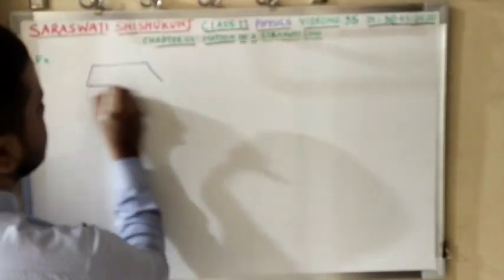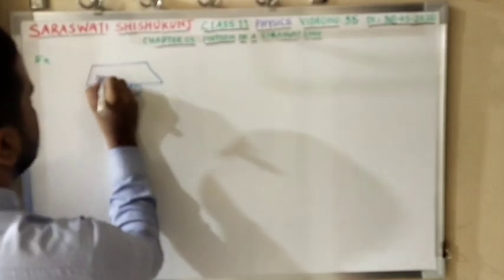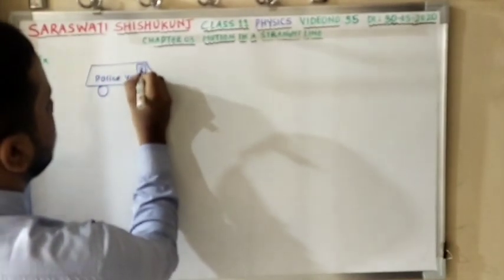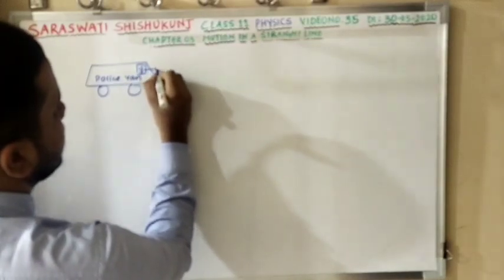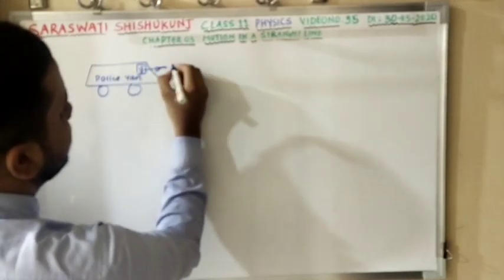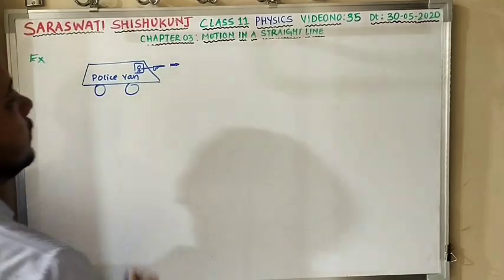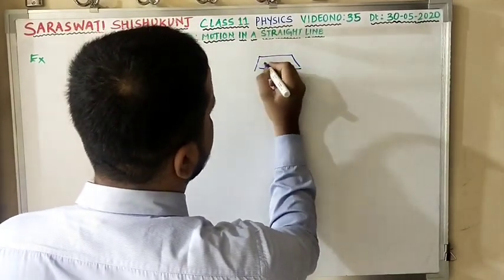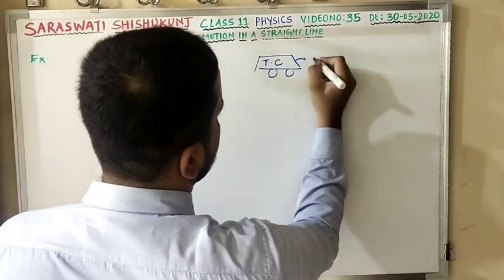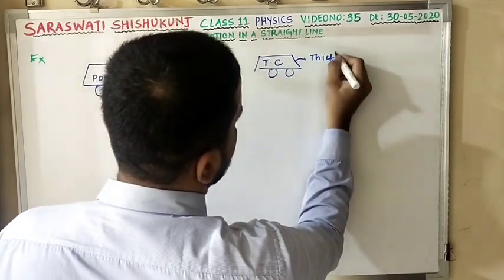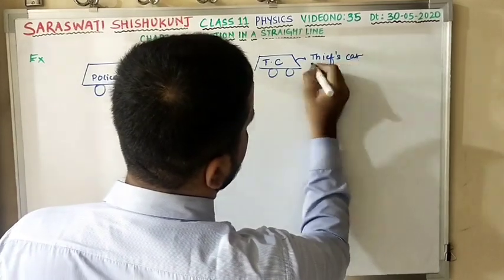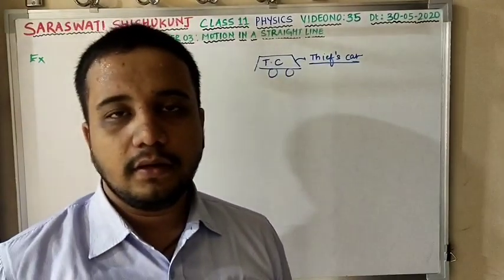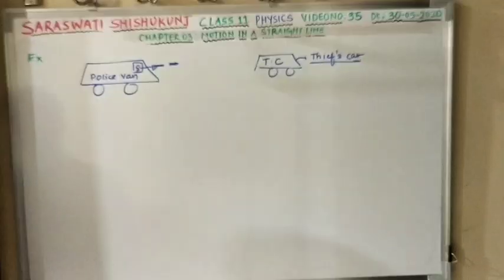Let us consider this to be the police van. Clear? And a policeman from inside is firing a bullet at a thief's car. Suppose this is your thief's car, TC. Clear? They are moving in the same direction. Perfectly clear, they are moving in the same direction.